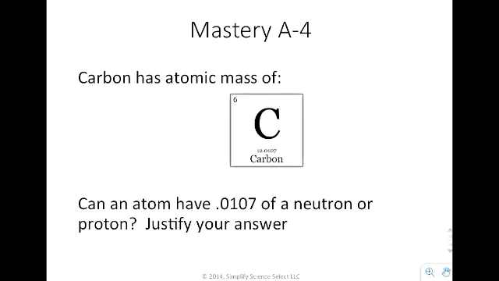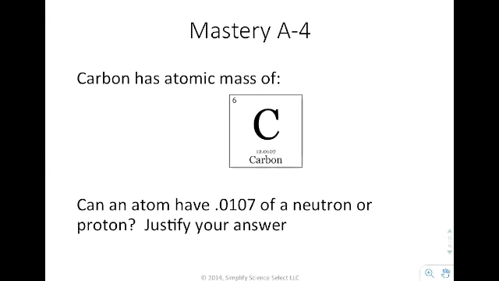A mastery level question says carbon has an atomic mass of 12.0107. So can an atom have 0.0107 of a neutron or a proton? Justify your answer. And the answer is of course not. If you have a proton and you cut it into pieces, you can't take that piece and say that's the piece of a proton that carbon adds to it. It either has 6 neutrons or 6 protons, or it doesn't. It can't have a partial proton or a partial neutron.